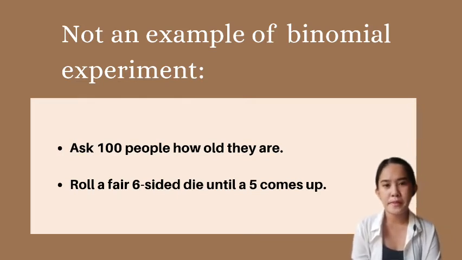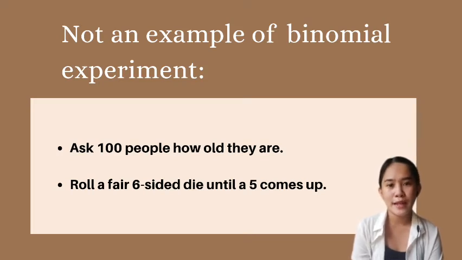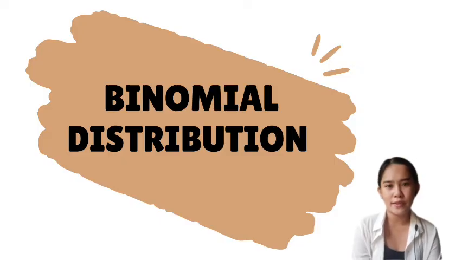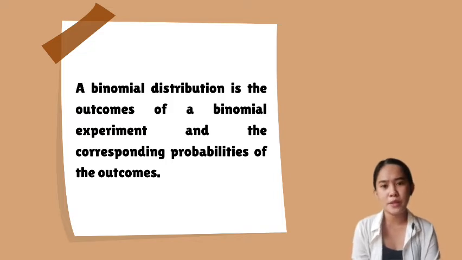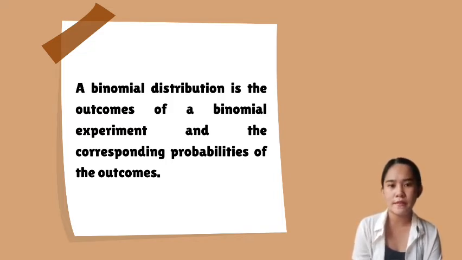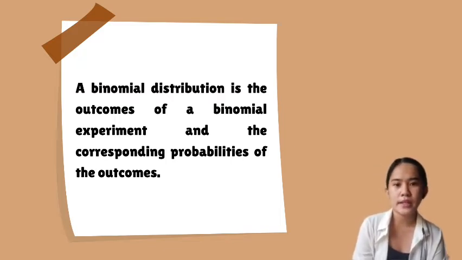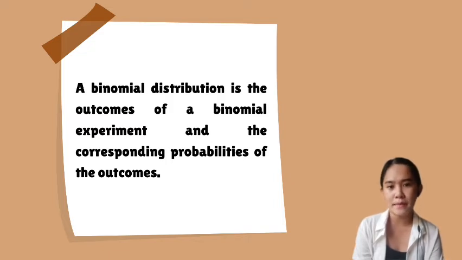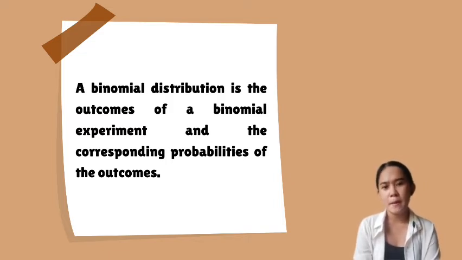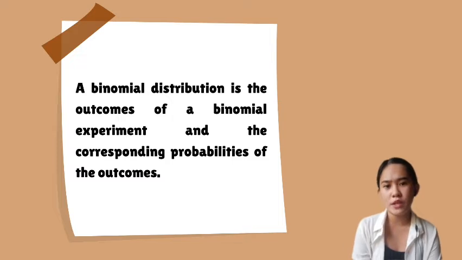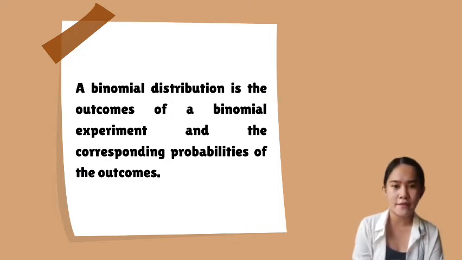A binomial experiment and its results give rise to a special probability distribution called the binomial distribution. The outcomes of a binomial experiment and the corresponding probabilities of these outcomes are called a binomial distribution. In a binomial experiment, the outcomes are usually classified as success or failures. For example, the correct answer to a multiple choice item can be classified as a success, but any of the other choices would be incorrect and hence classified as a failure.